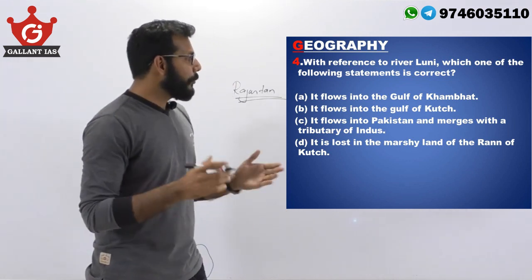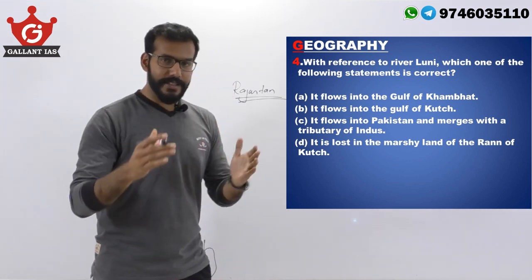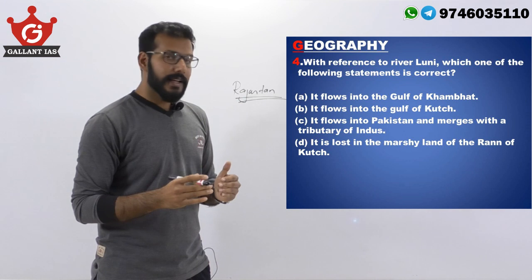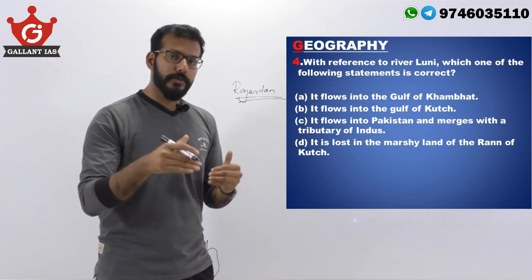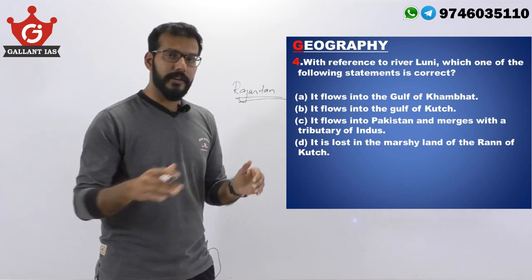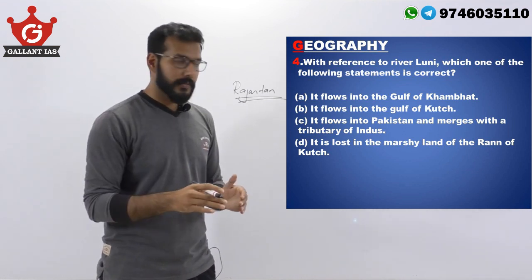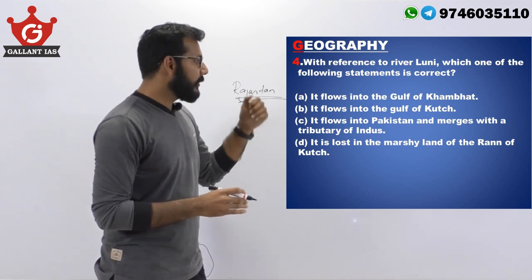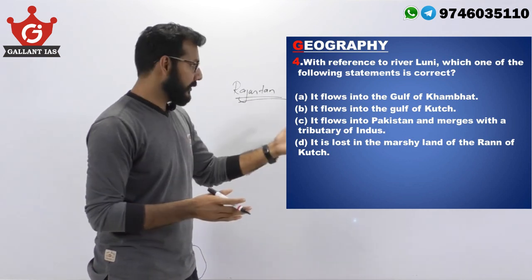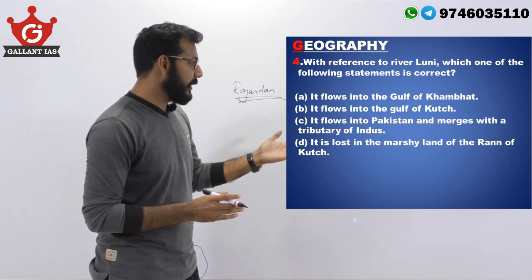And one of the important, peculiar and very interesting feature of River Luni is that it does not flow into a sea or an ocean or a big lake. As it flows, it disappears over Rann of Kutch. So, let's consider the options from that angle. Option A, it flows into the Gulf of Khambat. No, we already said it does not flow into any gulf.